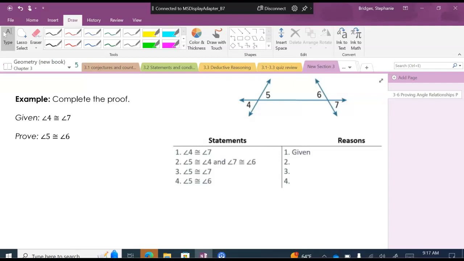Angles 5 and 4, and then again 6 and 7, they are vertical angles. So what theorem says vertical angles are congruent? Vertical angle theorem. Okay, so that should be my reason for statement number 2. Vertical angle theorem.